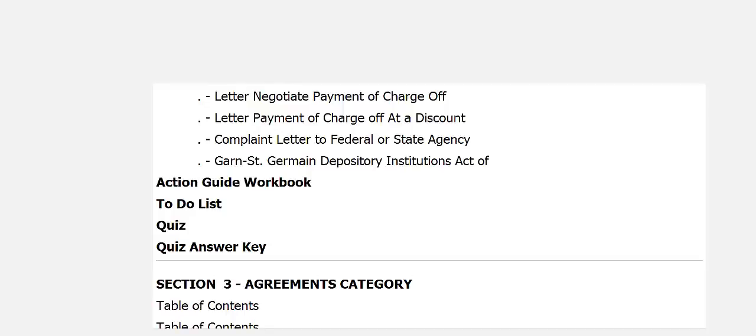And then we have the Garn-St. Germain Depository Act of 1982. Then we have an action guide workbook, to-do list, quiz, and quiz answer key. This ends the second section.